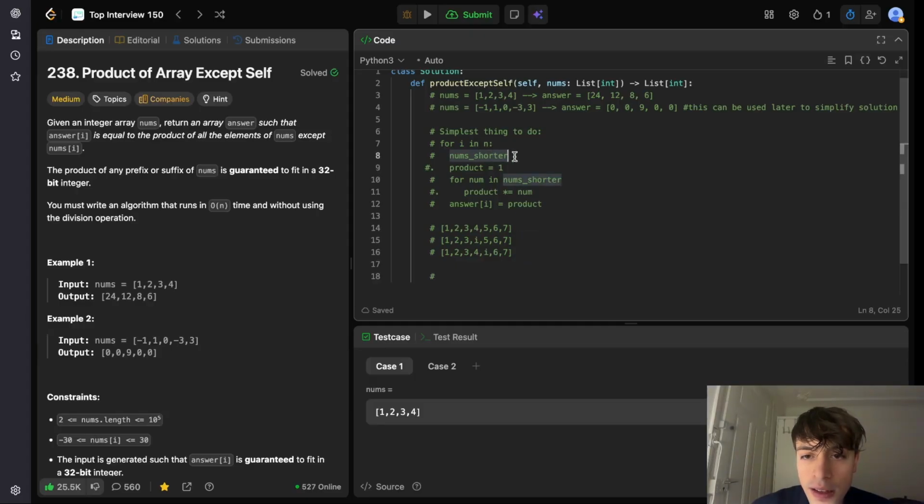For e in nums shorter. Yeah, but it's the same. It's the same. No, guys, I have no clue. Really, I don't know how we can escape the O(n squared).